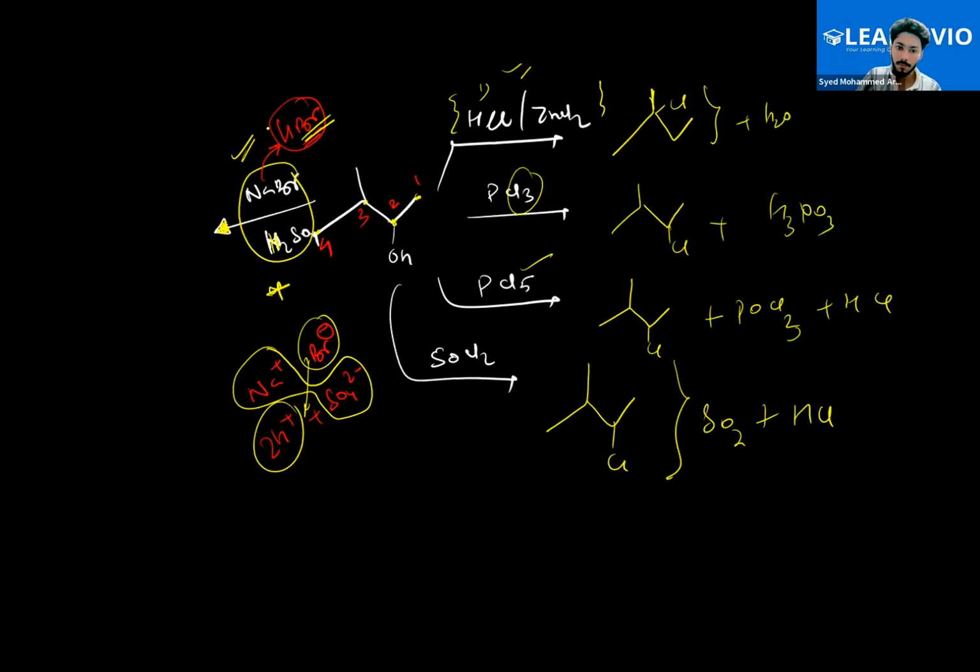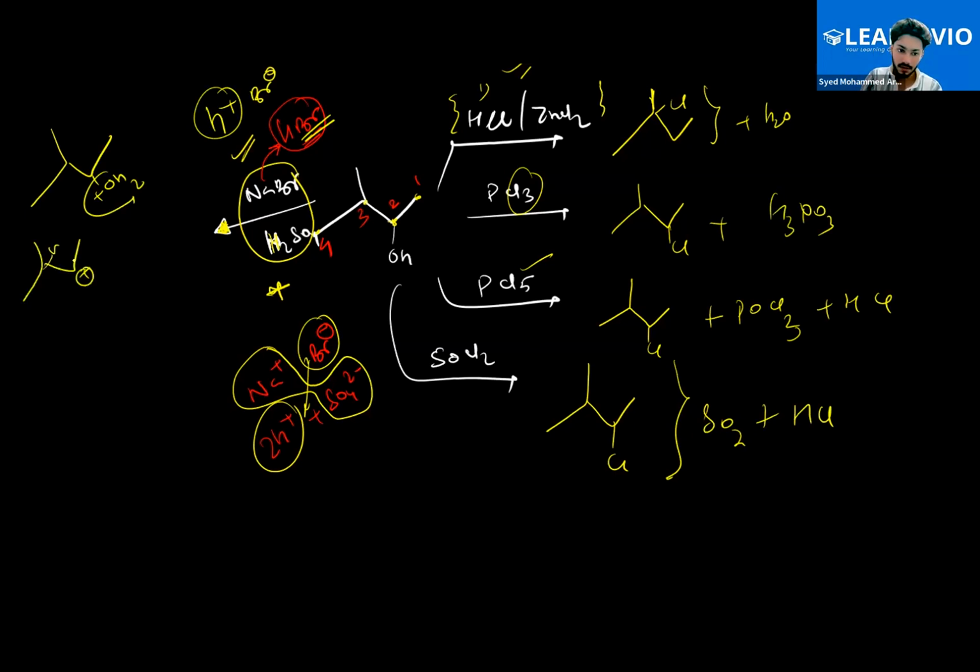Now here what will happen? Again HBr is there, so H plus and Br minus. Again what will happen? Protonation. So follow each and every step. If you do the protonation, this thing will happen, and this is the leaving group. This cation will form.